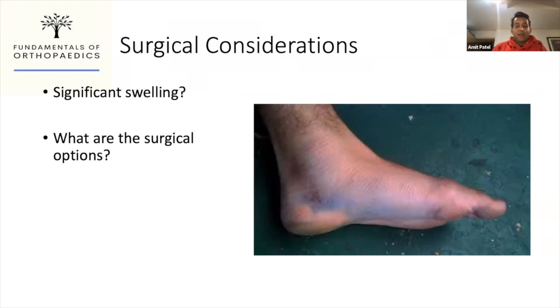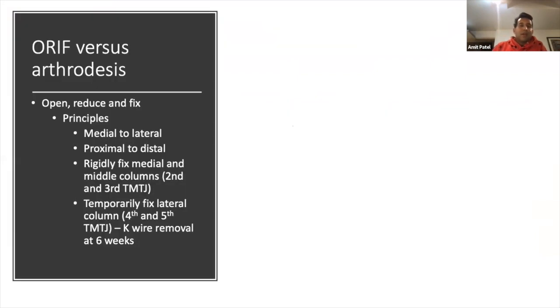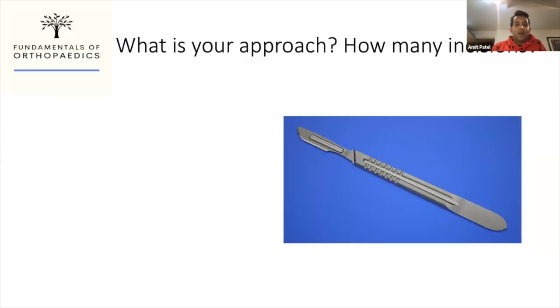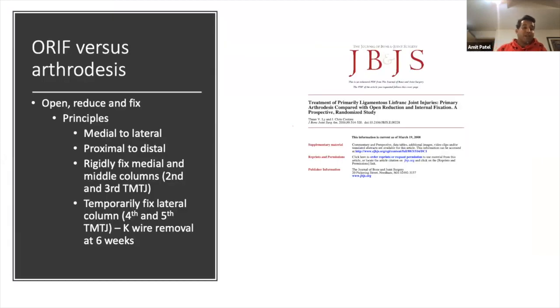What are our surgical options? Broadly speaking, they are open reduction and internal fixation or arthrodesis, fusion. Most people get an open reduction and internal fixation. These are via dorsal skin approaches.